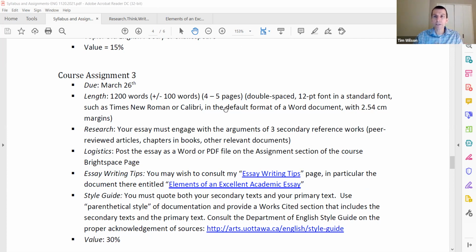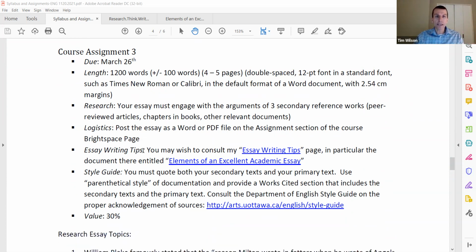We'll be reading that for the next 2 weeks. So your essay will be to articulate a certain interpretation of that, to do the research on that, and then encounter those maybe differing interpretations or interpretations that support your view. In terms of logistics, of course, post the essay as a Word or PDF document on the assignment section of the course Brightspace page.